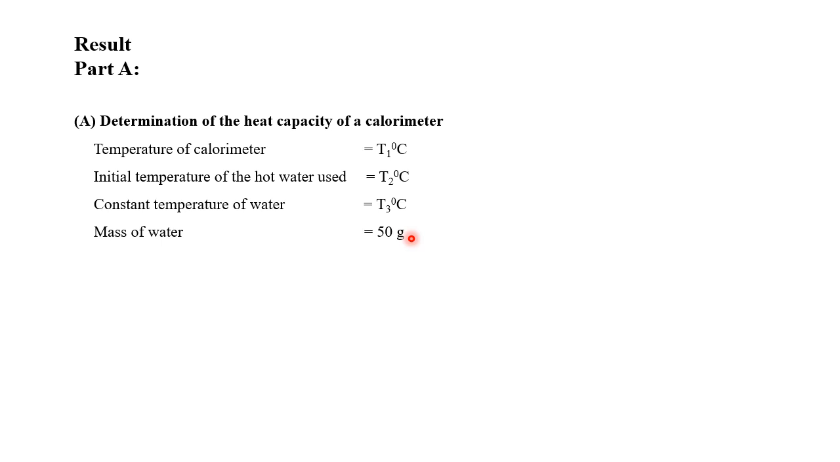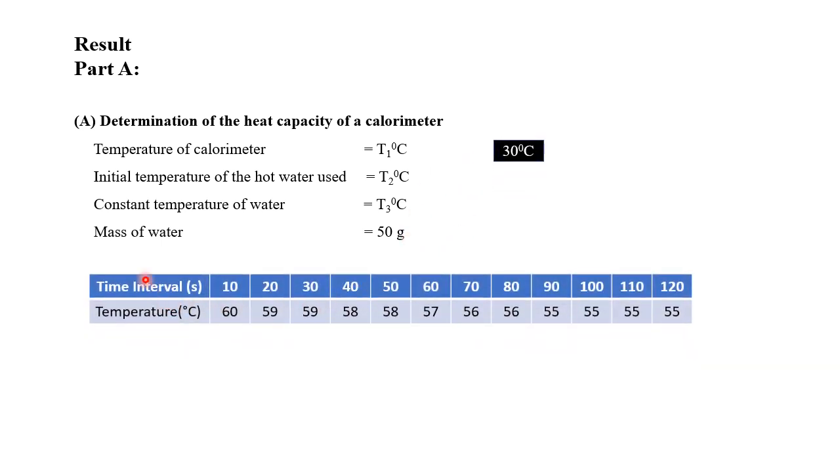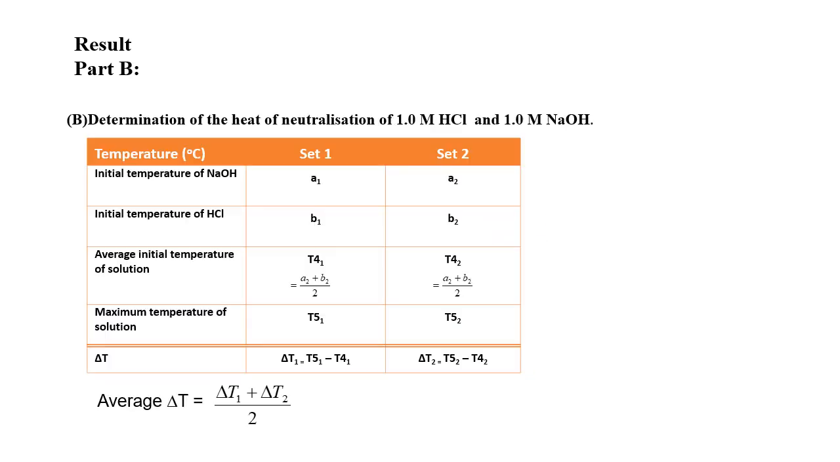You just base on these values to perform the calculation and discussion. The first one, T1, is 30 degrees Celsius. This is the result, for 120 seconds, meaning 2 minutes. And then T2 is 60 degrees Celsius. And then the constant temperature is 55 degrees Celsius.